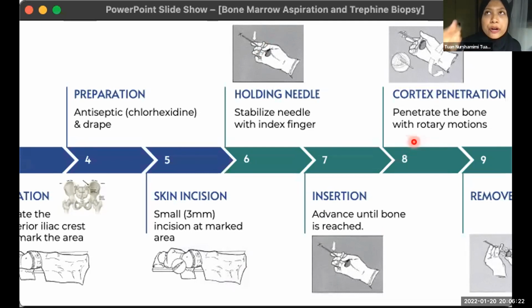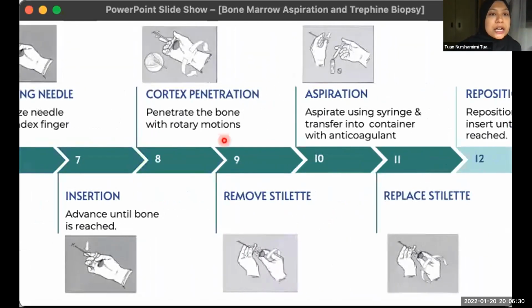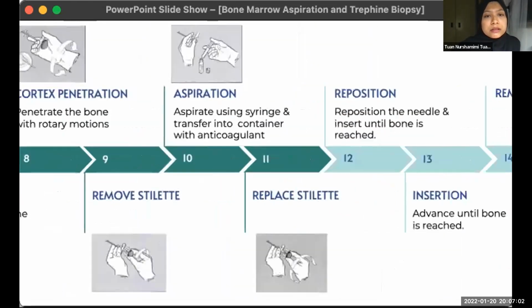When you already penetrate the cortex, you can feel lesser resistance. Then you remove the stylet. When you remove the stylet, the needle will be hollow. Then you attach the syringe to the needle mount, and then you aspirate, and transfer the bone marrow aspirate into the container with anticoagulant. Then you replace the stylet.